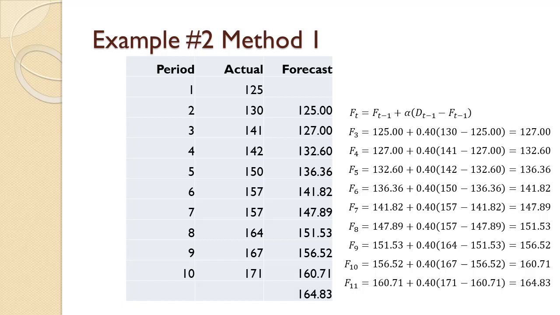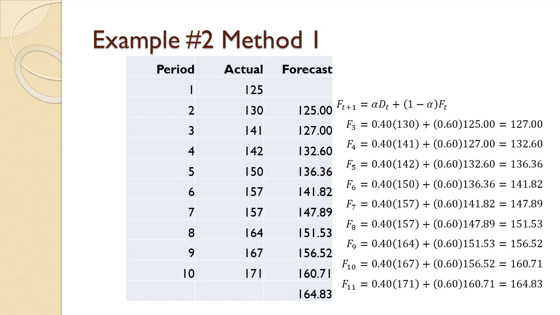F10 equals 156.52 plus 0.40 times 167 minus 156.52 equals 160.71. F11 equals 160.71 plus 0.40 times 171 minus 160.71 equals 164.83. Once again, F2 equals 125. This time, since alpha equals 0.40, 1 minus alpha equals 0.60.